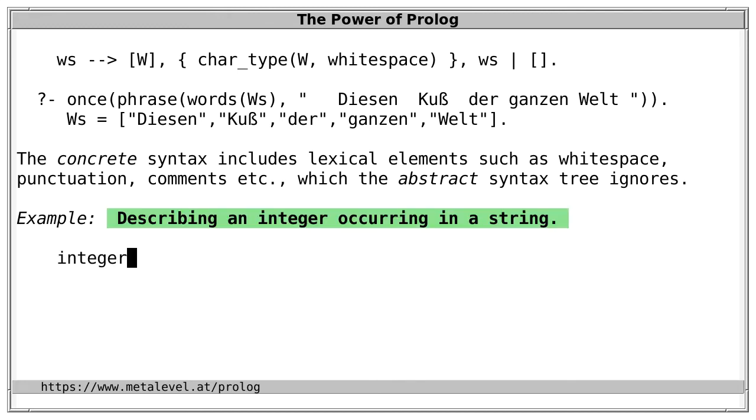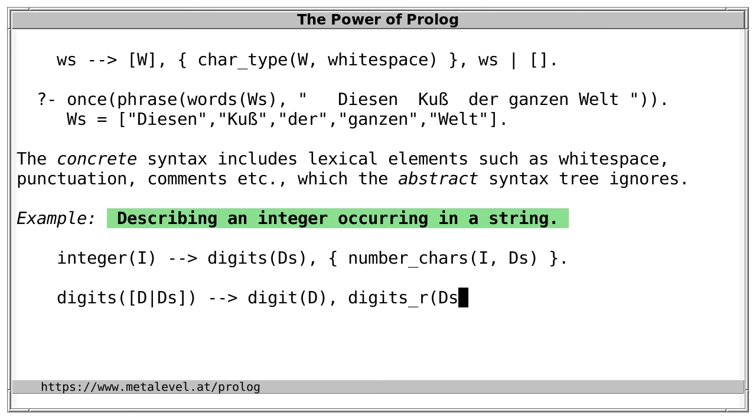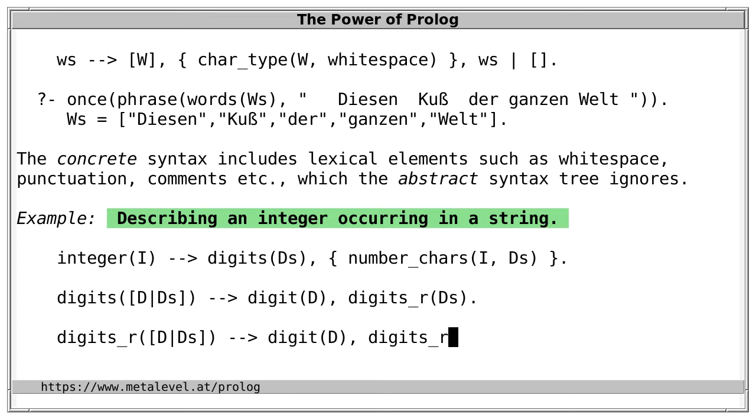So we say an integer, let's call it I, occurs in a sequence if there are digits ds, a list of characters, such that I is the integer represented by the digits ds. And there are digits, first digit d and remaining digits ds, in a sequence if the sequence starts with the digit d followed by remaining digits ds. And the remaining digits are either a digit d followed by further digits ds, or no digits at all. That is the empty sequence. And we like to align the rules like this.